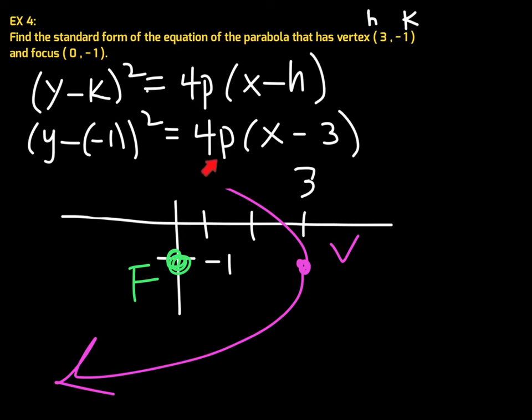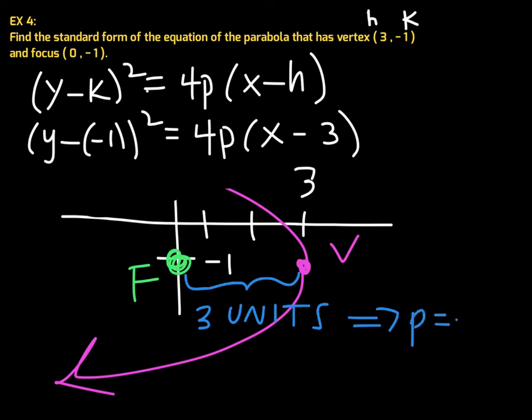But I wanted to talk to you about your p-value. Remember, p is the distance that you are moving from your vertex to get to your focus. But you can see here, I hope that you can see that this distance here, which is p, is 3 units. This is 3 units. So p, that tells you that p is equal to -3. Why did I say -3? Well, because this parabola is opening to the left. And whenever p is negative, that's what makes your parabola open to the left. If this parabola were opening to the right, I would have put p is equal to +3.